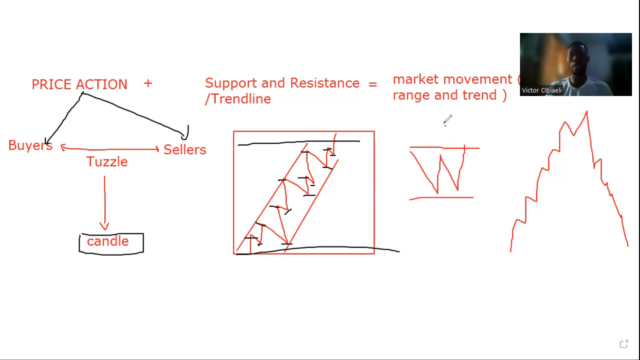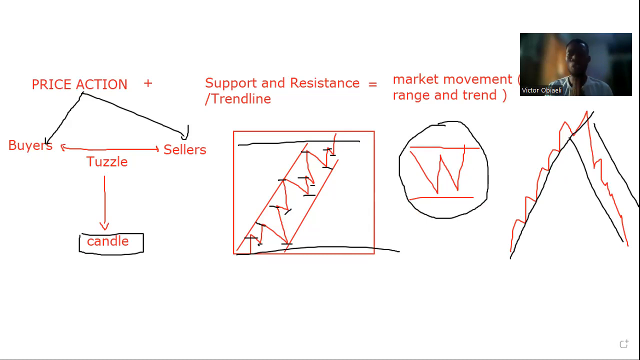And those fluctuations can come in a range. This is what a range market looks like. Just market going upward and downward within a specific space. Or it gives us a trend. And remember I said we have the uptrend and the downtrend. So this is what price action does.